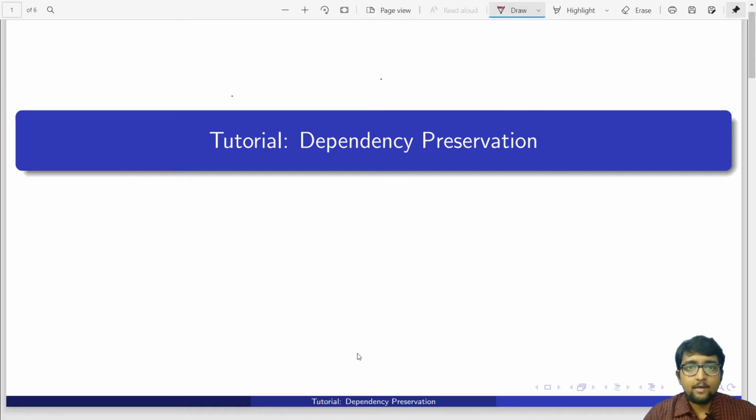So you can have a decomposition which may be lossless, but is not dependency preserving. Similarly, you can have a decomposition which may preserve dependencies, but is actually not lossless; it is a lossy decomposition. That is totally possible. So neither of them implies the other. It is very important to understand this. If you prove that a decomposition is lossless, it in no way means that it is also preserving the dependencies.